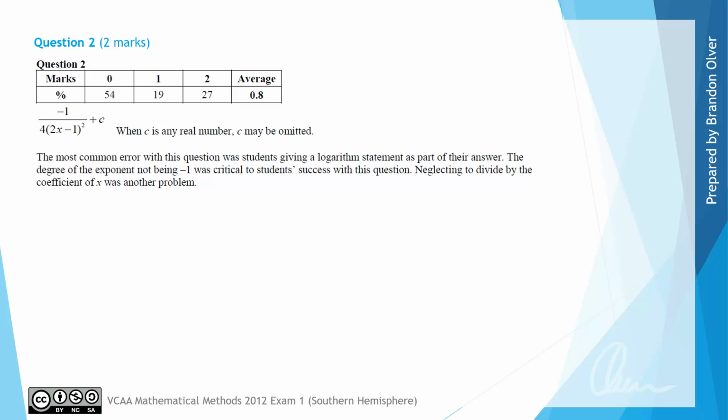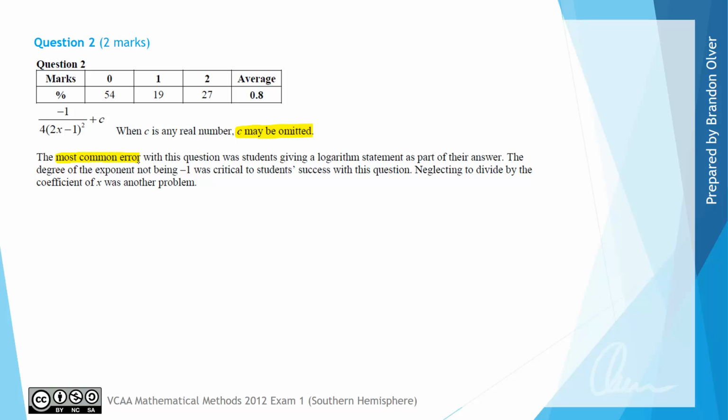So from the examiner's report we can see that 27% of students got full marks for this question, and a large 54% of students got 0 marks for this question. And we can see that the examiner says that plus c can be omitted, leaving it off because it can be any real number including 0.